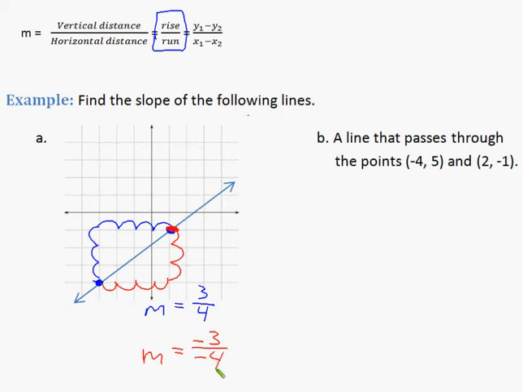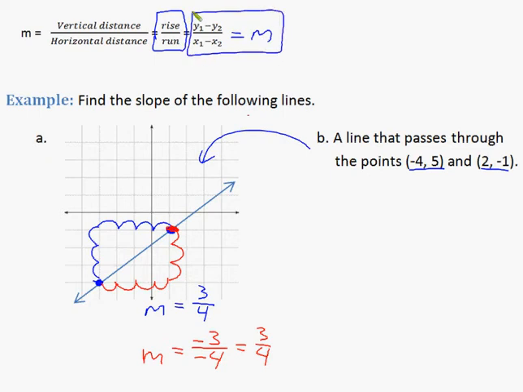Well, -3 over -4 is still a positive 3/4. So it doesn't matter which one you choose first. So that's a way to find the slope when you graph it. Another way, you might be given 2 points. Now, if you forget the formula, you could always graph these 2 points and count off the slope. But there's another way to do it, and it's this part of the equation right here.